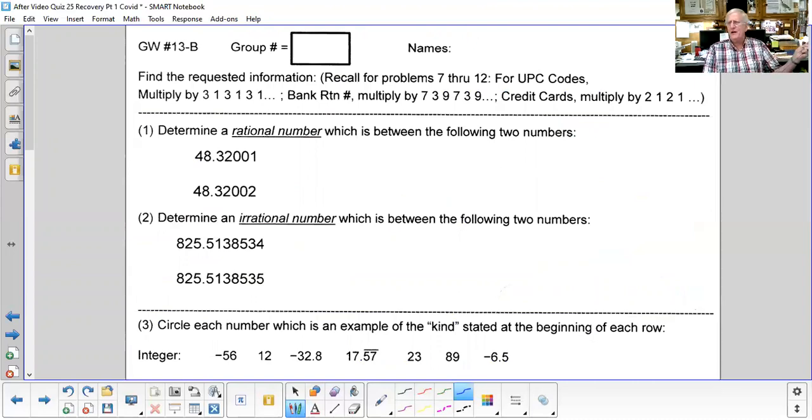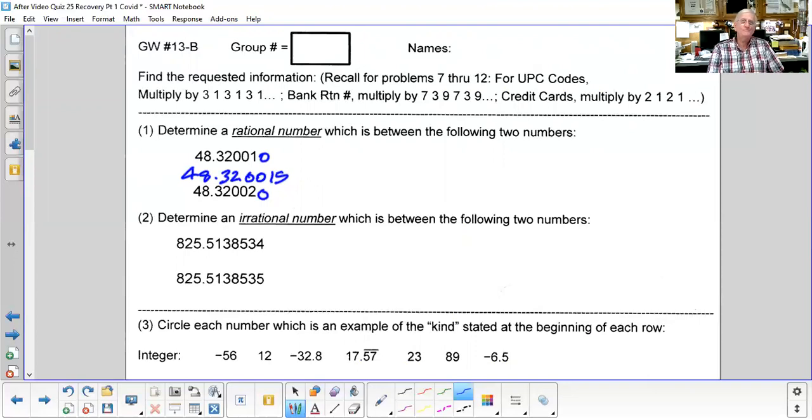Find the requested information. All right, it says determine a rational number which is between the following two numbers. Now if you recall, the best way to do this is to add the two numbers together and divide them by 2. Their average should be between them, right? Now, I'm going to tell you right now, what you are going to get for this answer would be 48.320015. If I stick a 0 on the end of each of these, you can see 10, 15, 20, right? You know the number I wrote down is between them.